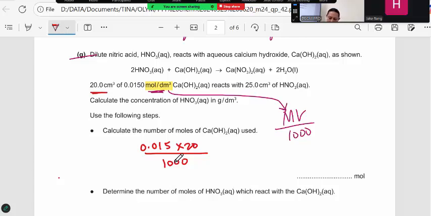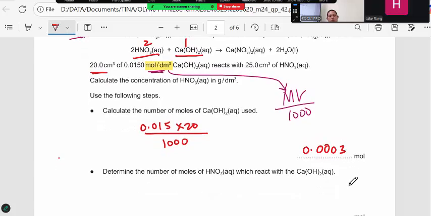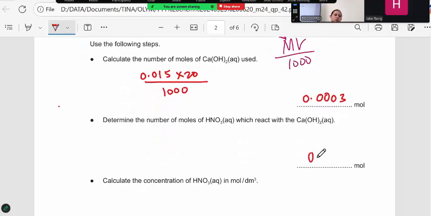So, 0.0003. You can write it as 10 to the power of -4. The number of moles of nitric acid: remember, we always look at the ratio. The ratio is this to this, 1 to 2. So you times 2. 0.0006. Did you get it correct?